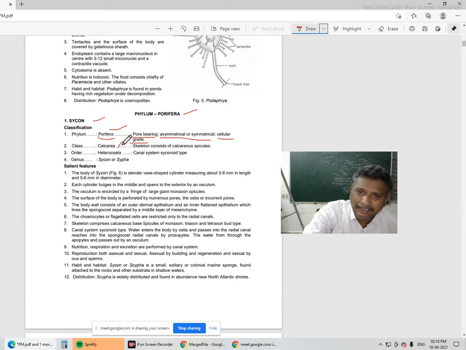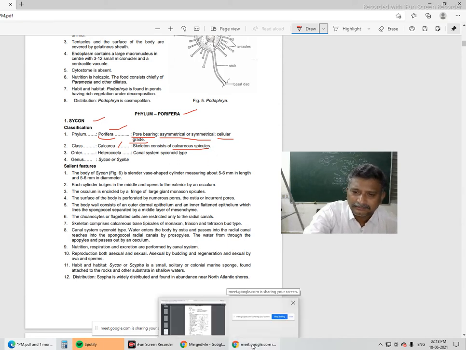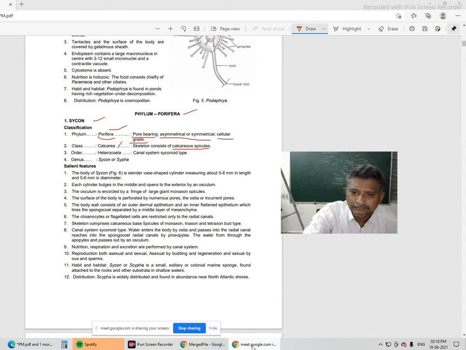Now Calcarea. Here calcareous spicules are there. Calcarea means calcareous spicules are there. Is it visible? Yes, sir. Heterocoela, canal system is syconoid type. So that is the genus Sycon.